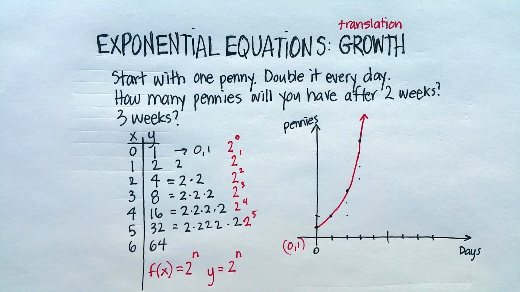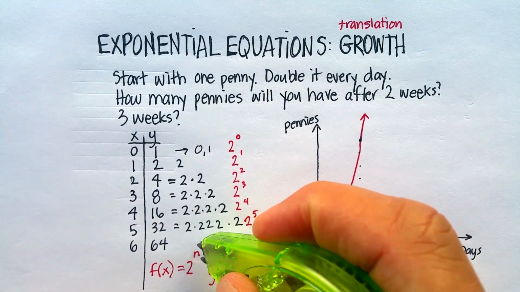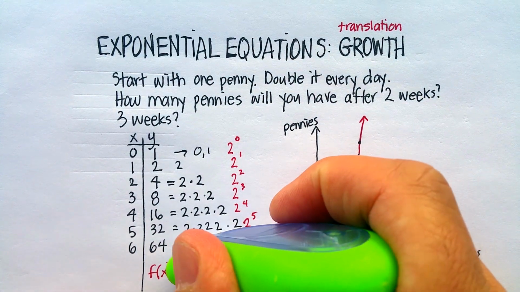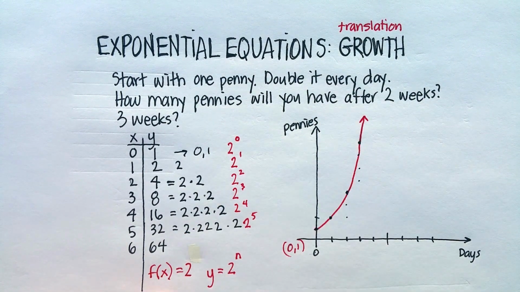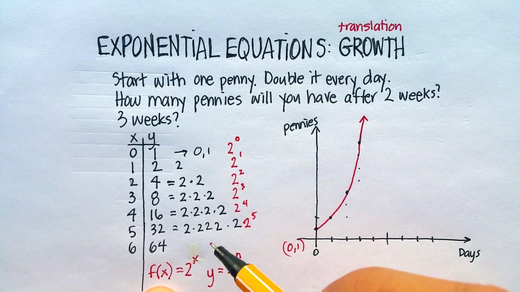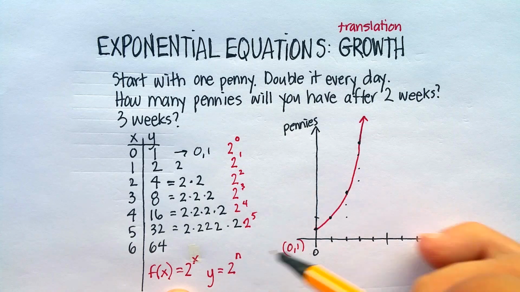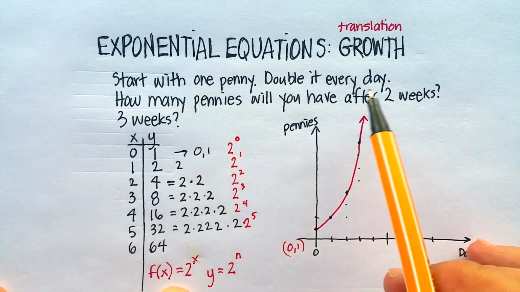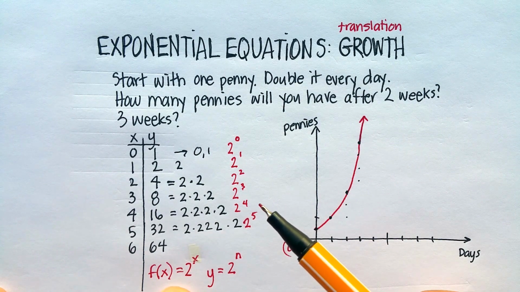Now, I said that was the nth power, and it's just a number of days, right? But it really is whatever input you gave, right? So it's really 2 to the x. So as the x changes, that's what you would put here. So there's our equation.